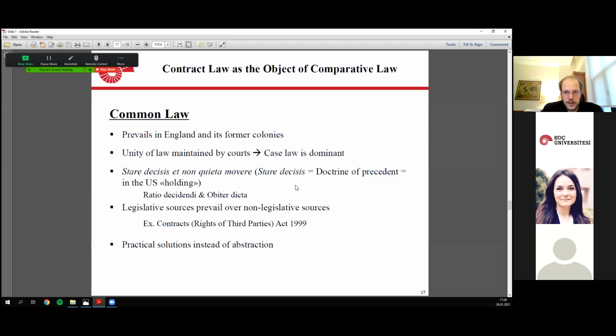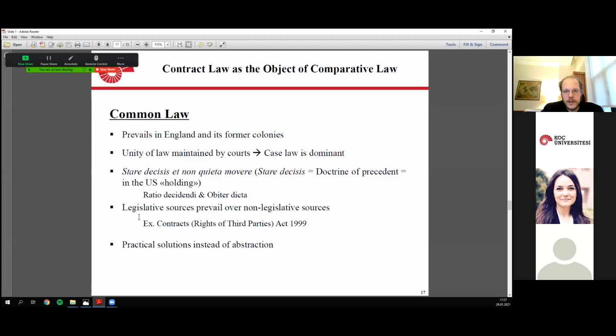With that in mind, there is a distinction between ratio decidendi and obiter dicta. Ratio decidendi is the actual rule of law that has helped the judge to solve the case at hand. So this part is binding, but what the judge had said in passing, obiter dicta, is not binding necessarily. It is an important authority, so you may rely on that in common law, but unlike ratio decidendi, it is not binding.